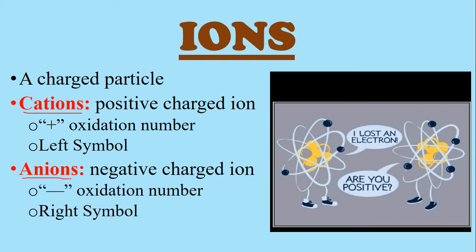Anions are the negatively charged ions. They are the ones that have the negative or minus oxidation numbers, -3, -2, -1, and they get that because they have gained electrons. Now, when we talk about chemical bonds, we're going to have two symbols next to each other. The left symbol is the cation, and the right symbol is going to be the anion.